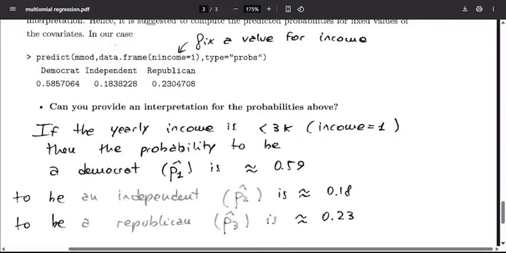I said the other time, less than 3,000, that category is income one. And I said, if the yearly income is that, then the probability to be a Democrat is, to 2 decimals, 0.59. Can you see that? And the probability to be independent is 0.18, and to be Republican is that. That's how we interpret that.